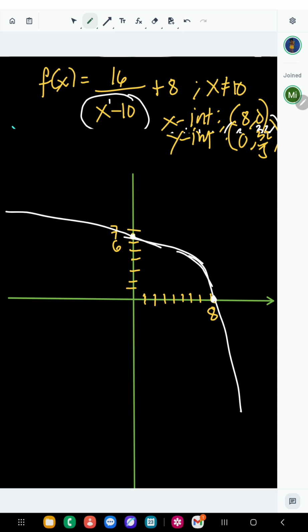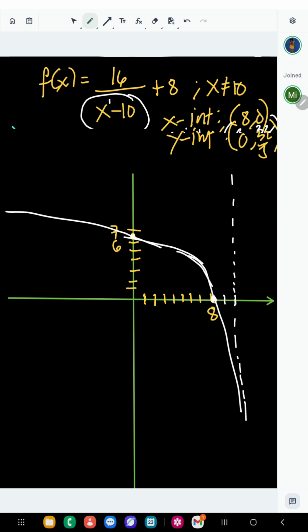Okay, vertical asymptote. We know the vertical asymptote. What's the vertical asymptote again? x equals 10. 8, 9, 10. So it should be here. So the graph shouldn't touch the vertical asymptote.